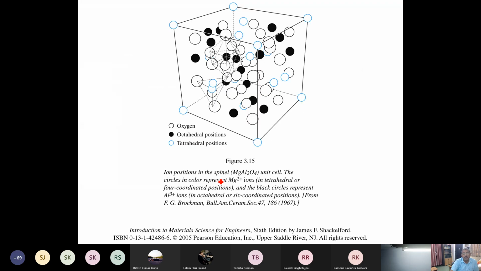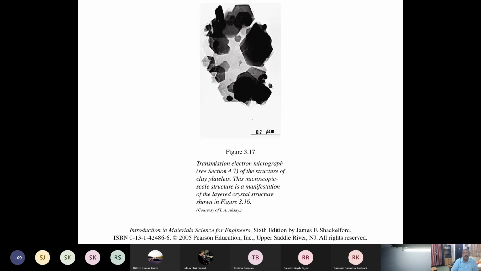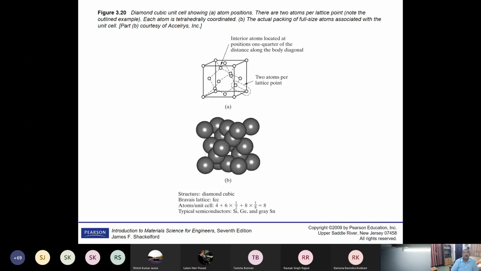Read on your own. Spinel, for any modern materials you want to design, and ceramics also. Spinel is a very important crystal structure. These things, what I am asking you to study from the book, it will come in the exam for sure. Kaolinite, that you read. Okay. This is clay, plate-like.